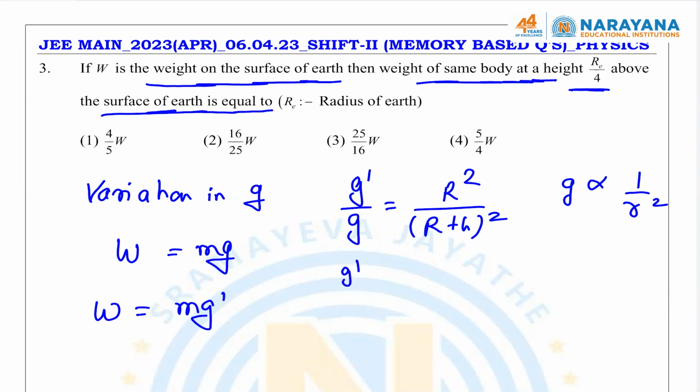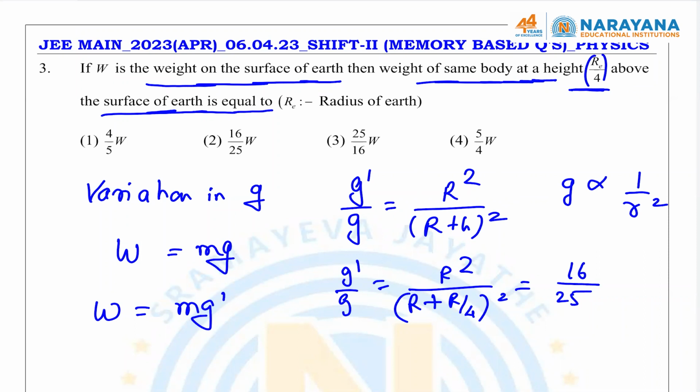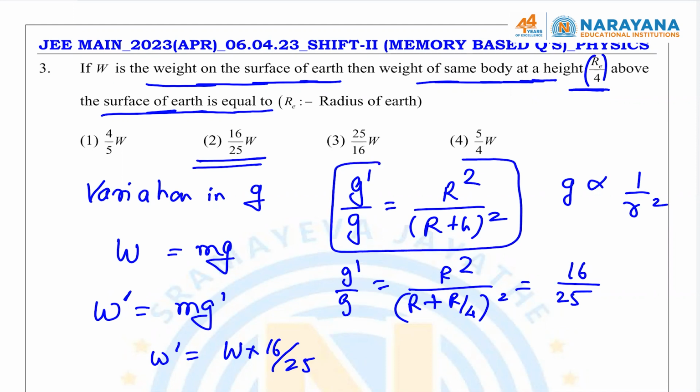So g prime over g will be R square over R plus, I'll put h as R by 4, whole square, and that will give me 16 by 25. So this weight, let's call it W prime, will be W into 16 by 25. So the second option is the correct answer. Again, that was one of the easy questions. All you needed was to remember this result.